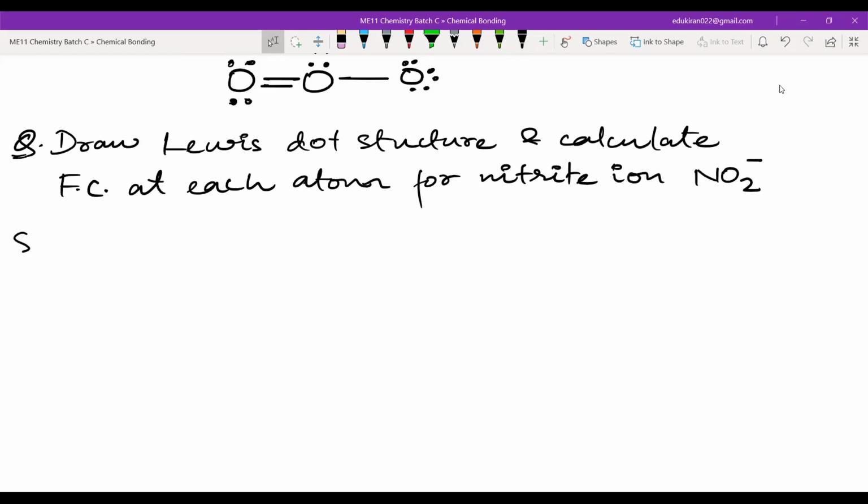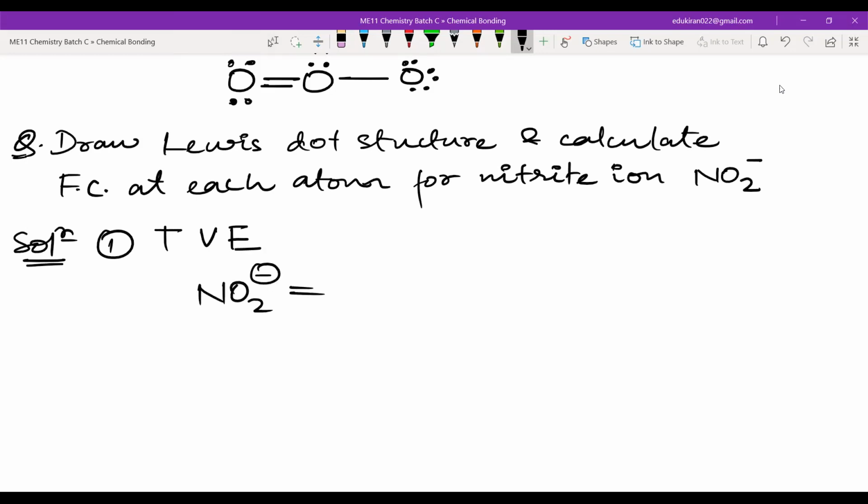NO2 negative. Okay. So in the solution, the first step is the total valence electron for NO2 negative, right? Sidra, you will tell me, nitrogen has how many valence electrons? 5. Plus 2 times oxygen, how many valence electrons? 6. Now, you also have to add plus 1 because there is a negative charge. Negative charge means we have added 1 electron to this system. So you will write plus 1 and then add these all: 5 plus 12 plus 1, that is 18 electrons.